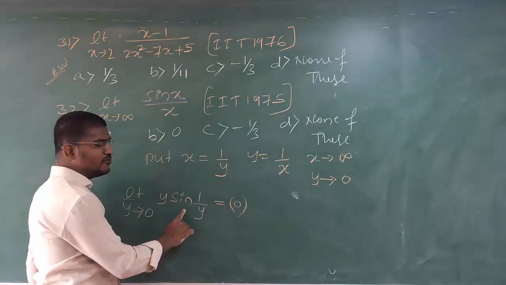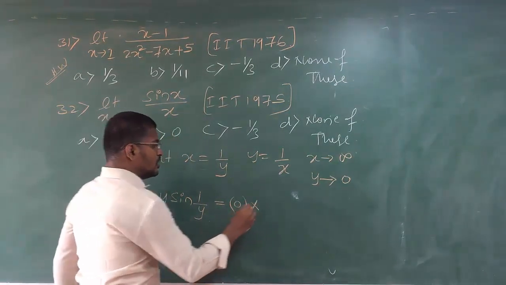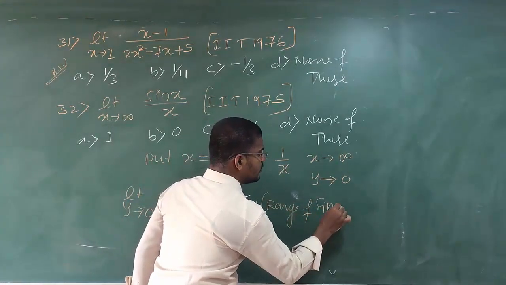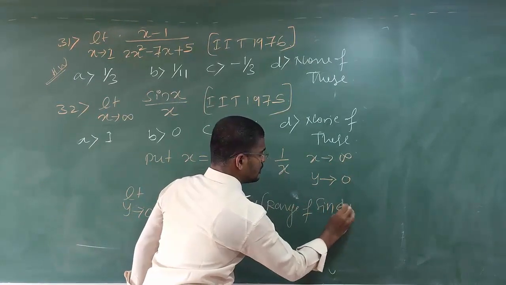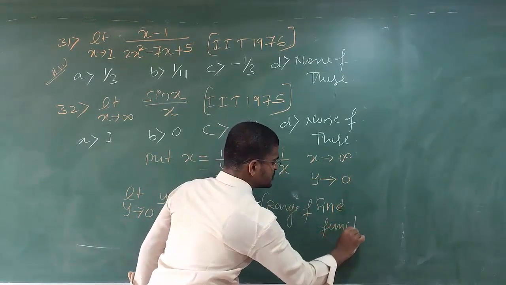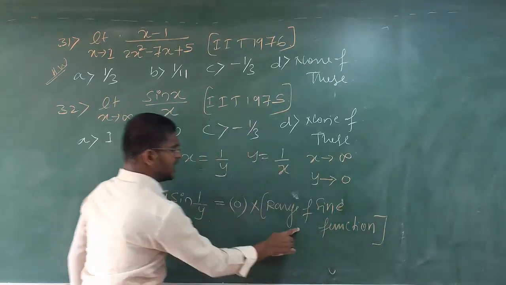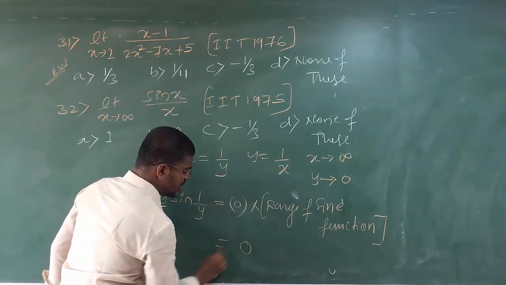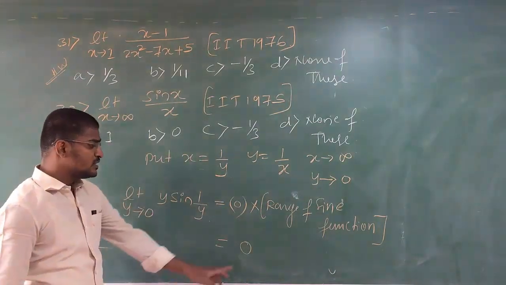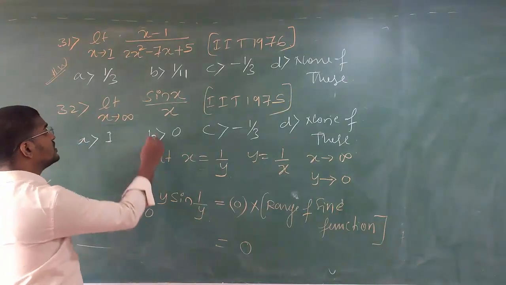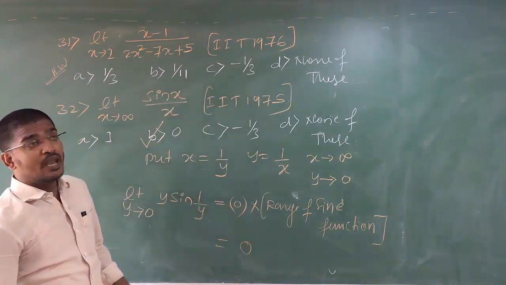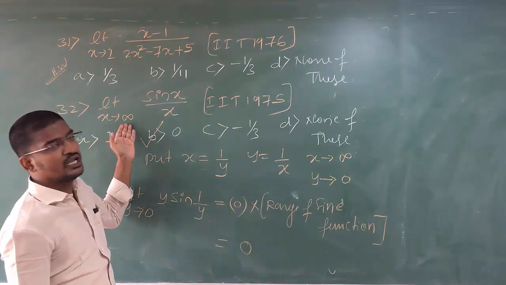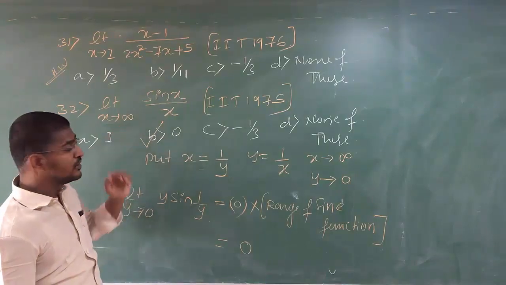This is a trigonometrical function into the range of sine function. The range of sine function is finite, from -1 to +1. So 0 into a finite range will again be equal to 0. I think you got my point. So your answer will be 0. Blindly don't answer it as 1 because here x is tending to infinity. Have you got my point?